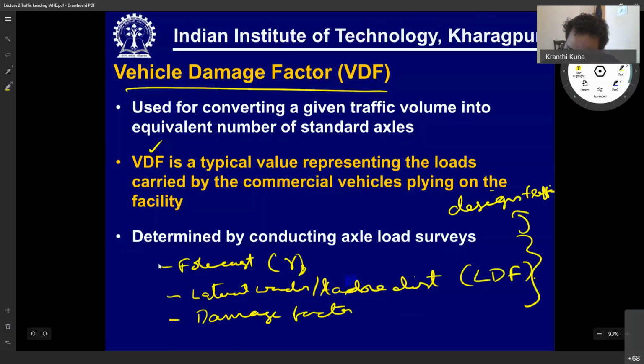So I hope you understood what design traffic is. Design traffic always has to be in terms of standard axles.